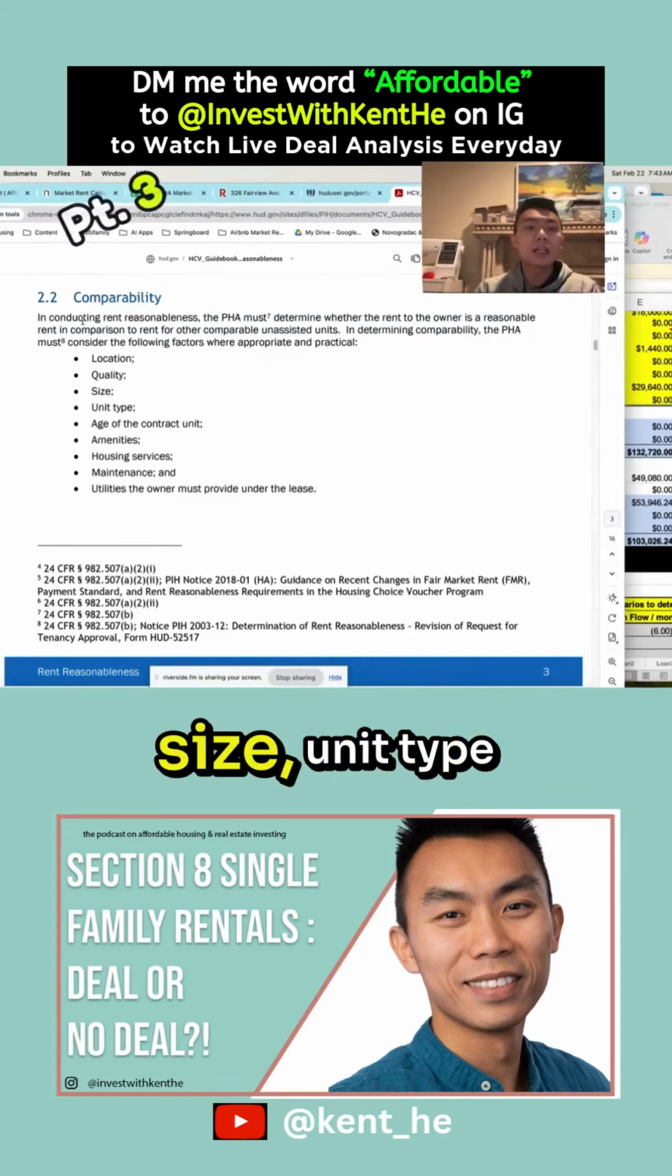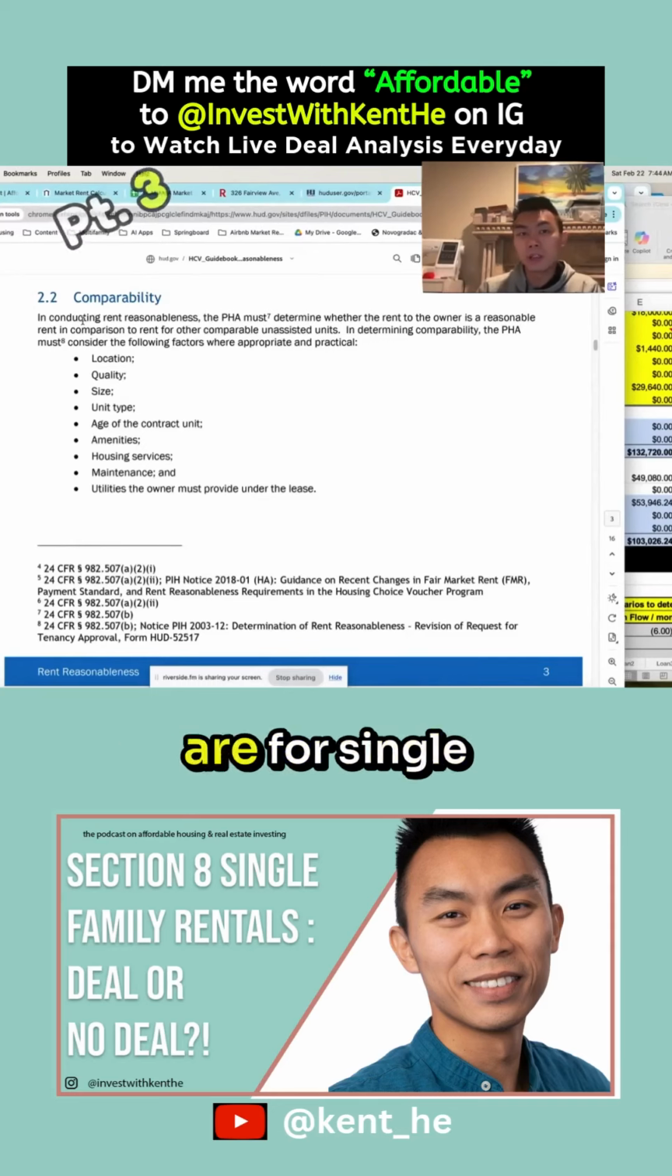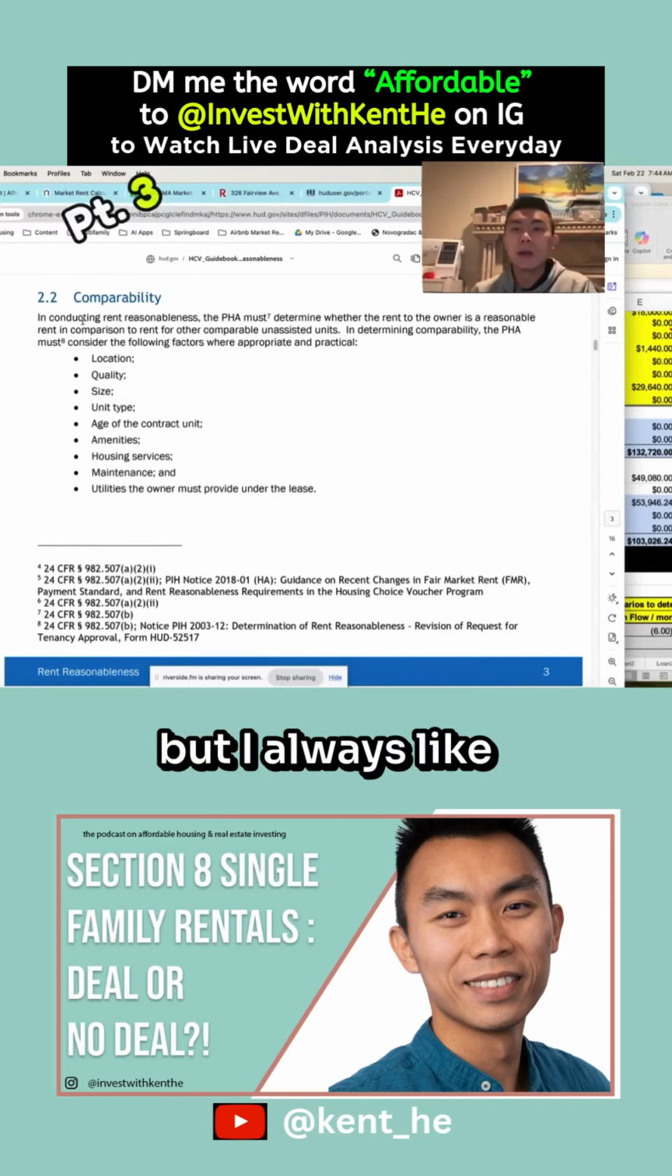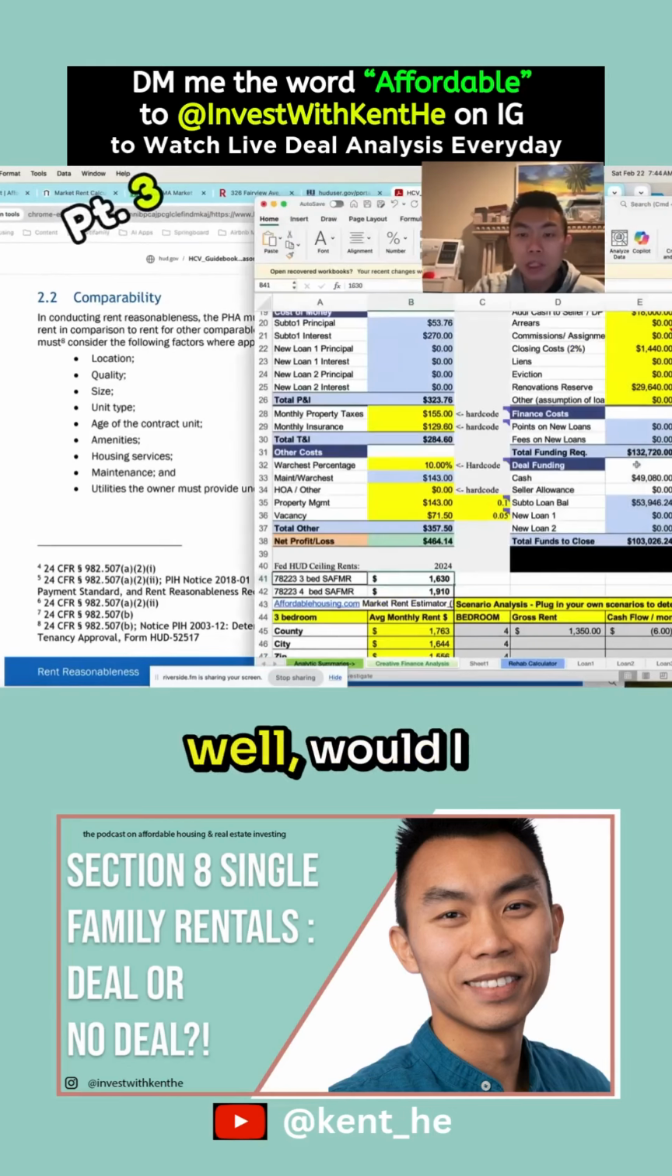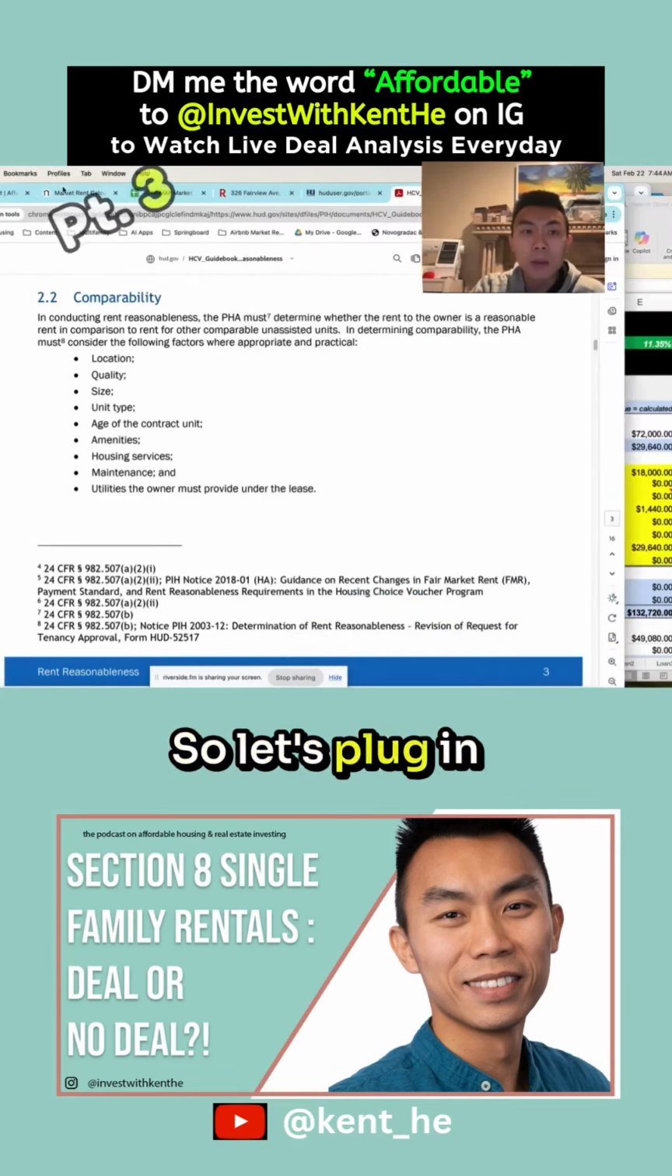So obviously the size and unit type matter. So you can double check that these are for single family homes versus apartments, but I always like to be a little bit more conservative, right? And if I rent this property out at $1,430, what will I cash flow? So let's plug in the numbers here, right?